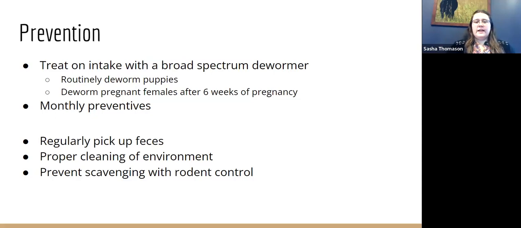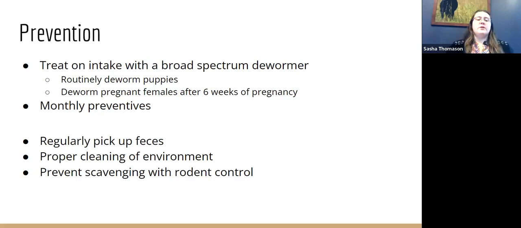On the non-medical side, making sure to regularly pick up the feces. So roundworms, on average, with their life cycle, can take about 2 to 6 weeks for the eggs in the environment to develop to their infective stage, but it can happen as quickly as 1 week. And of the ones that we're going to talk about today, this is probably the one that takes the longest to become infective, but it can still happen pretty quickly.